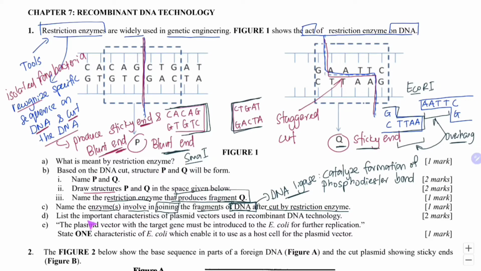So next question, list the important characteristic of plasmid vector used in recombinant DNA technology. So soalan ni kata karakteristik untuk plasmid vector. So kita tahu untuk DNA cloning vector, salah satu example dia adalah plasmid. So dia just kata straight plasmid vector, so dia merujuk kepada DNA cloning vector. So simply bagi tahu apakah karakteristik of DNA cloning vector yang merujuk kepada plasmid.